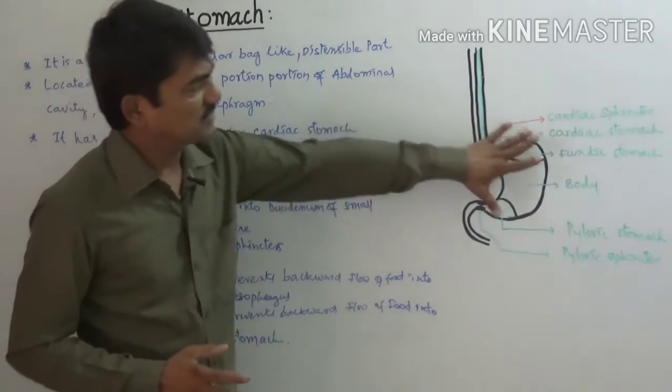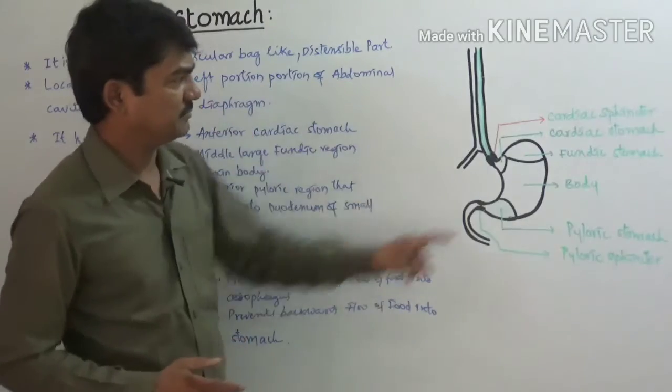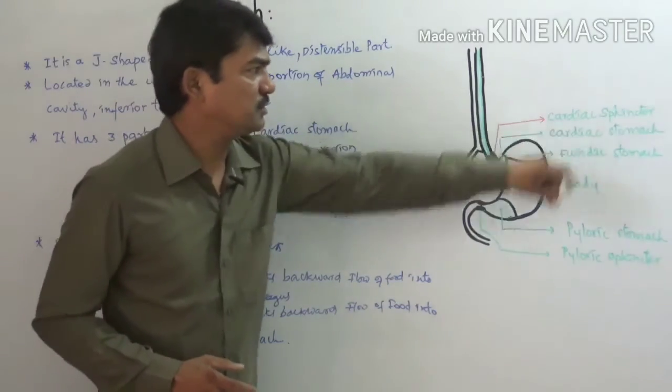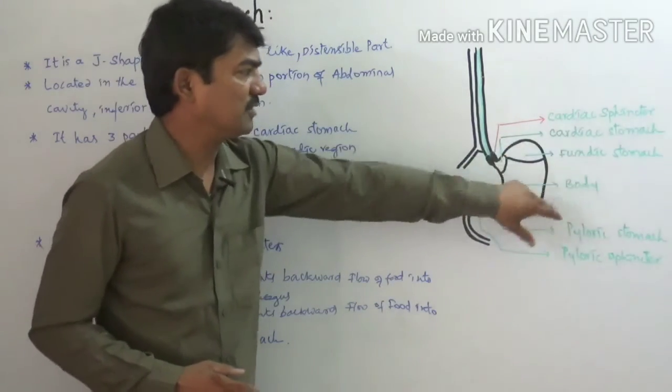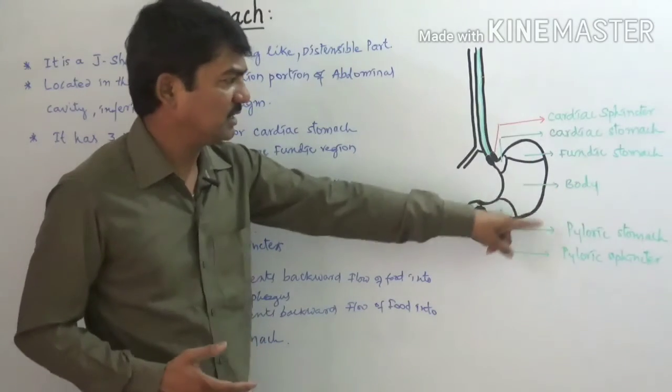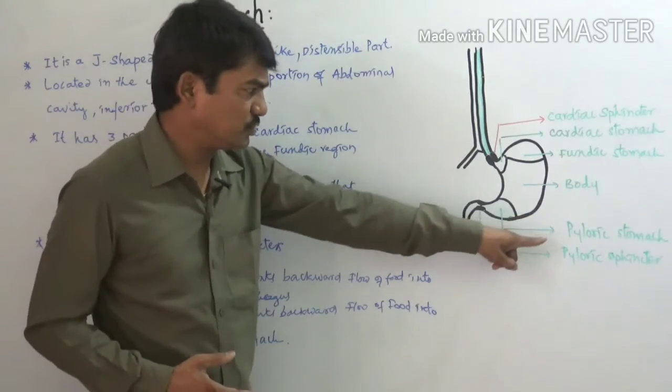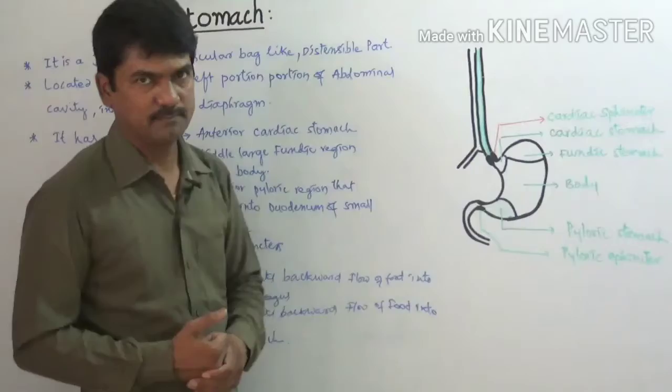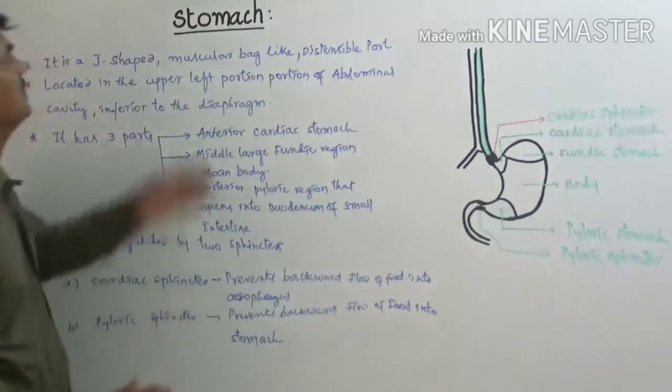Here these are the three parts located in the stomach region: the anterior cardiac stomach, the middle fundic stomach, which also has the main body part, and then the third, posterior part, called the pyloric stomach. So these are the three regions present in the stomach.